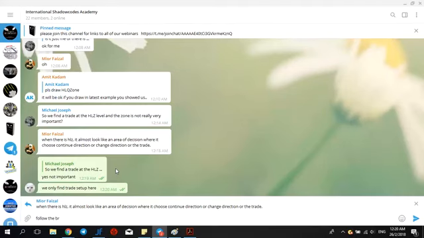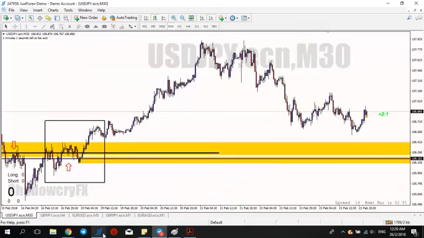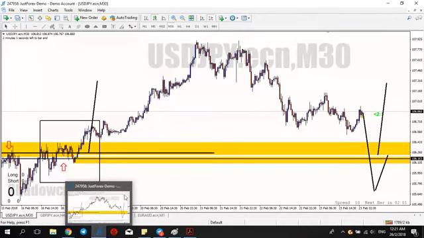Follow the recent breakout. Okay, like this one. This breakout is over here, so you will follow this breakout. This breakout is upward, and over here you also expect upward. But for example, if this got broken down, you will expect price to come back here. All right. So follow the breakout on HLZ only.